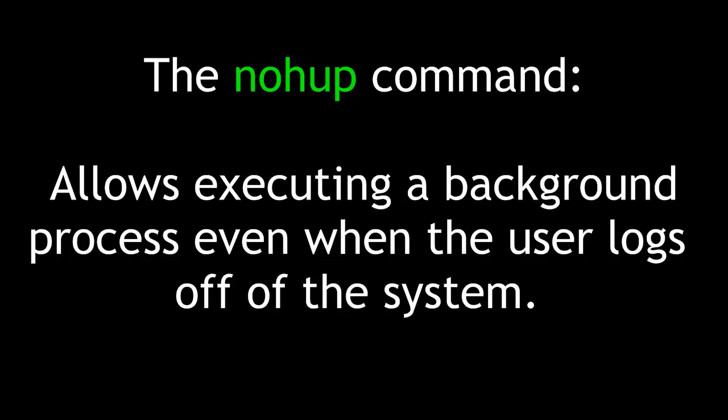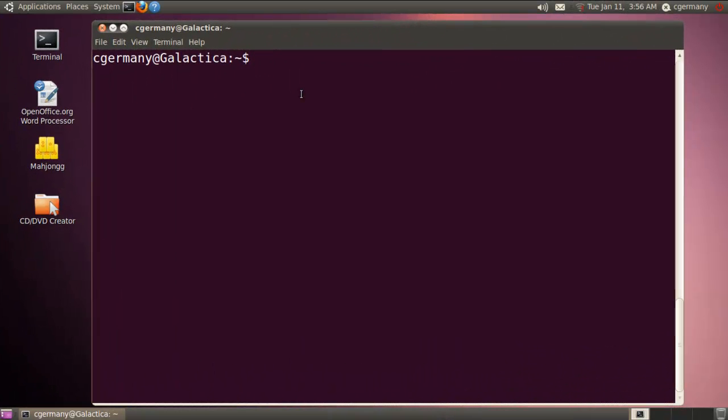The nohup command allows executing a background process even when the user logs off the system. Another useful command to use with foreground and background processes is the nohup command. What that'll let you do is launch a process in the background, and let's say you want to log out and go to lunch somewhere. You don't want to really leave your system open. You want to be able to log out and lock down the terminal, but maybe you don't want the particular background process to stop. You want it to keep running in the background. Maybe it's like a batch process or something.